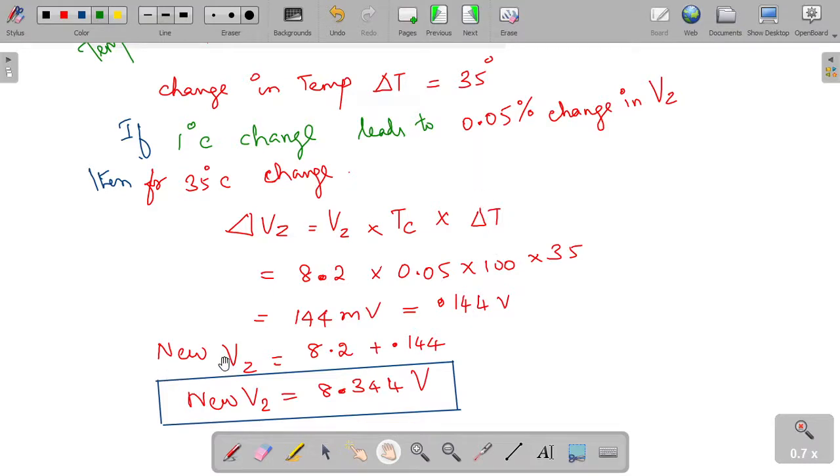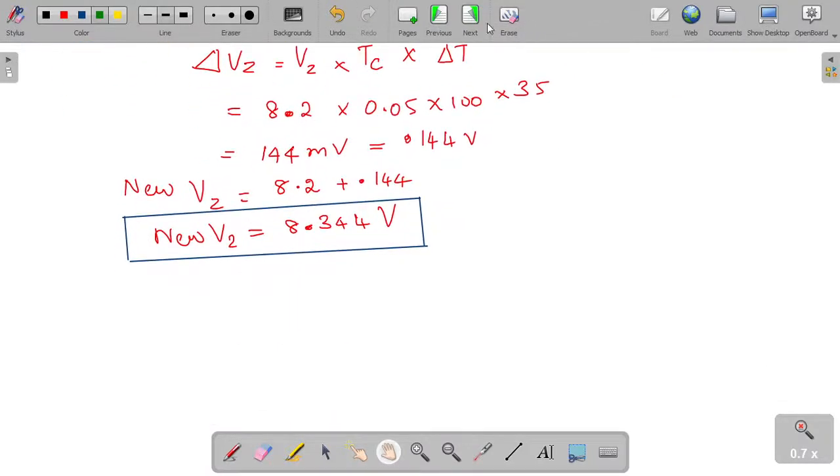Then we can find out the new Vz. The new zener voltage is equal to 8.2, the original voltage, plus 0.144. So new Vz is equal to 8.344 volts. So yes, we complete.